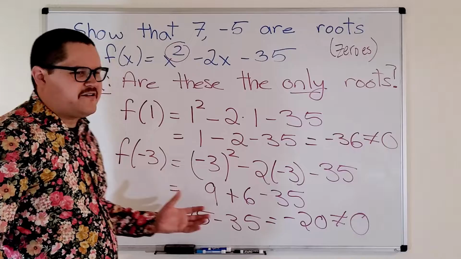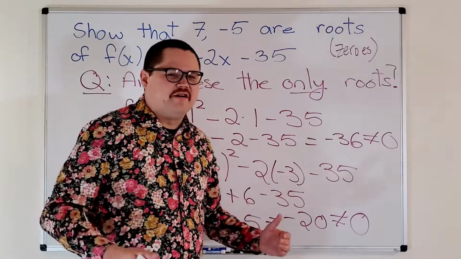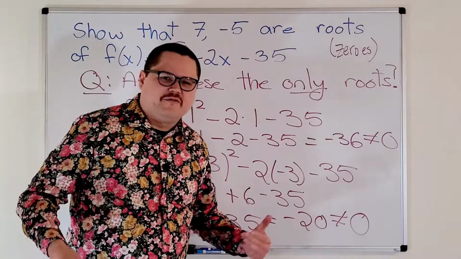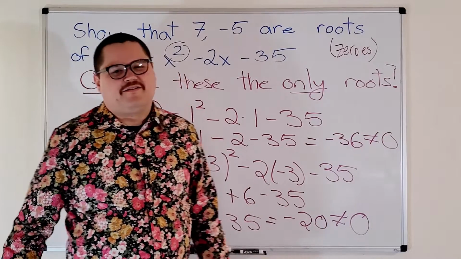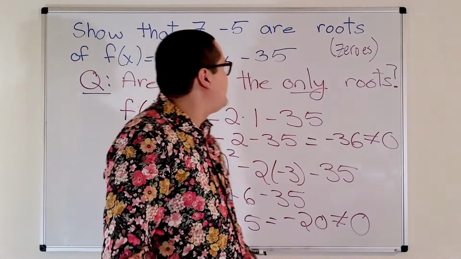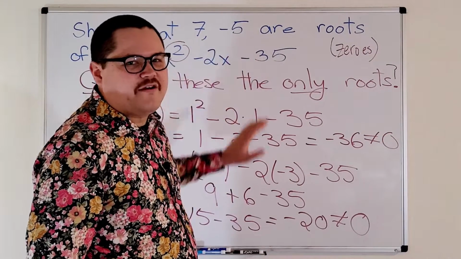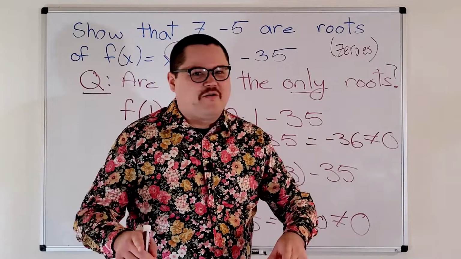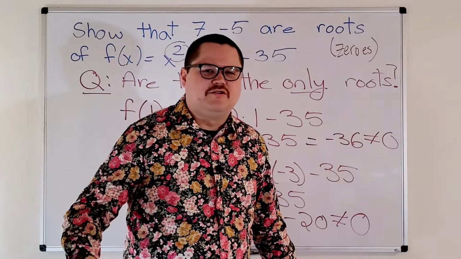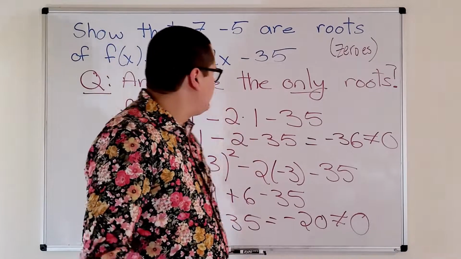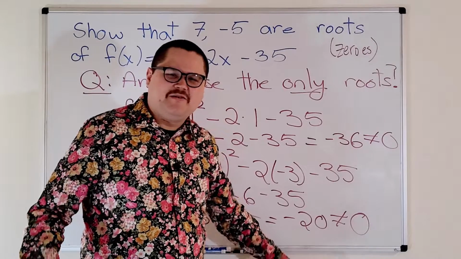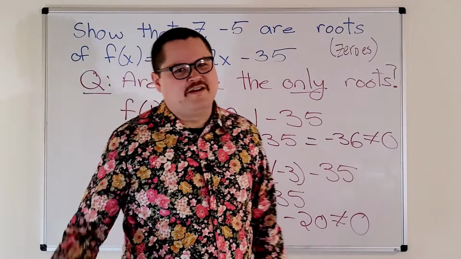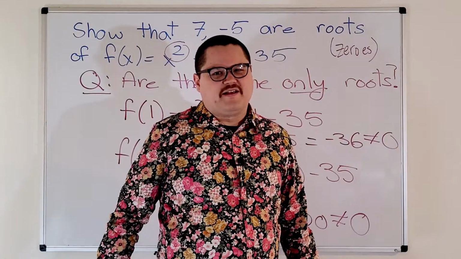Or maybe there aren't any good guesses. Maybe there aren't any other numbers besides 7 and negative 5 that, if we plug them in, will make 0. In fact, that's the truth. 7 and negative 5 are the only roots of this quadratic. And in fact, for every quadratic, there are at most 2 real roots. But how do we know this for sure? And how do we find these roots? Stay tuned and you'll find out.